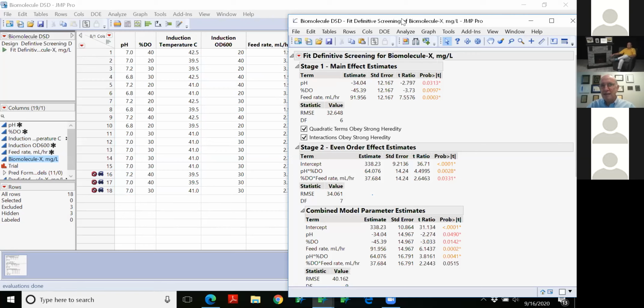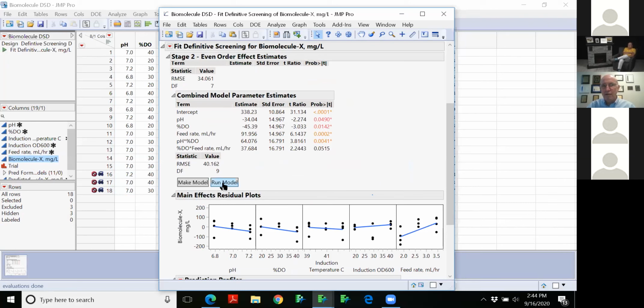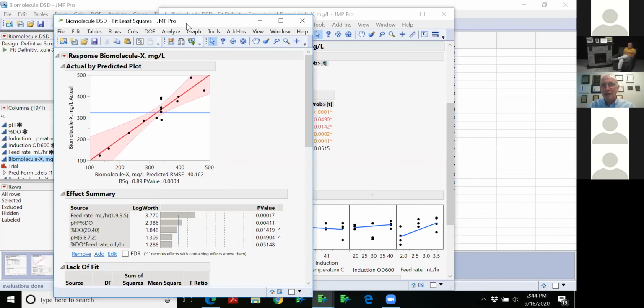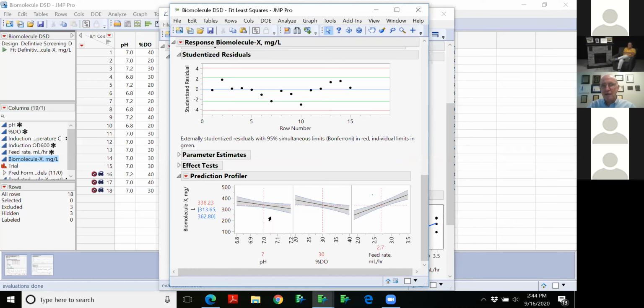And it does it in 2 stages. The first stage is it looks at the main effects. And then the second stage is it looks at the 2-factor interactions and quadratic effects. And then it combines the 2 stages to get the full model. And then you can click this button, which is equivalent to just running a fit model on the design you just found, and you can look at profilers that show the effects. You can see that there's a big interaction between %DO and pH and feed rate here.